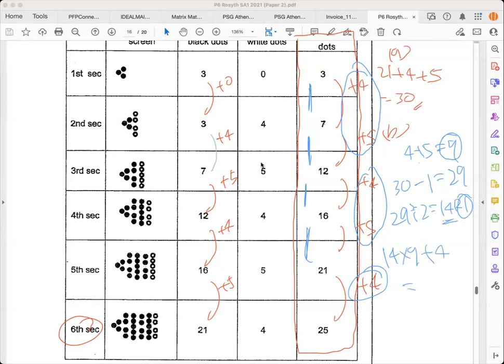You will get 126. 14 times 9 is 126, plus 4, you get 130. Okay, 130 is not the answer. 130 is the value of the intervals from the first second to the 30th second. To get the number of total dots, you need to include the number of dots in the first second. So the answer is 130 plus 3, which is 133.